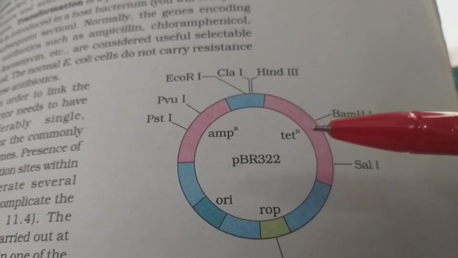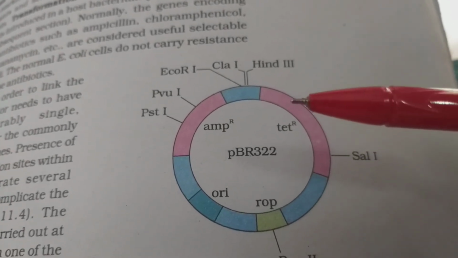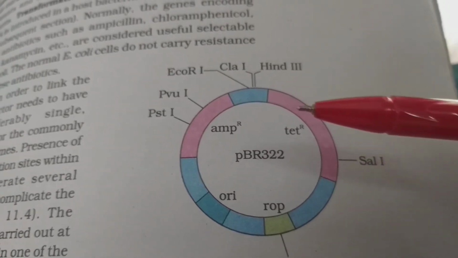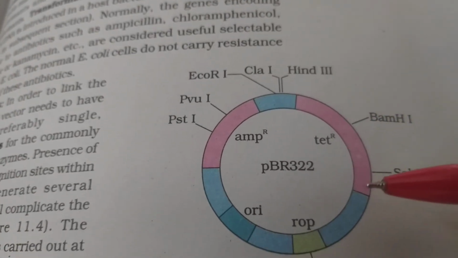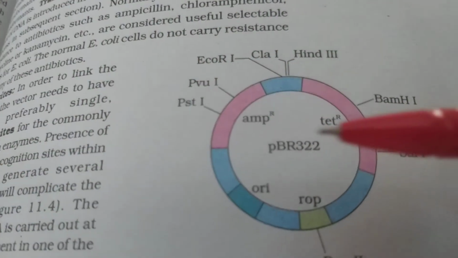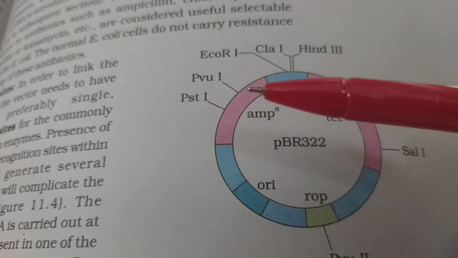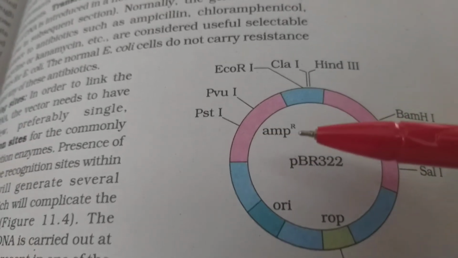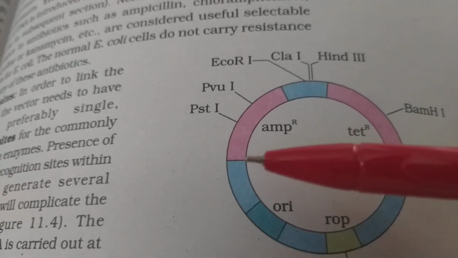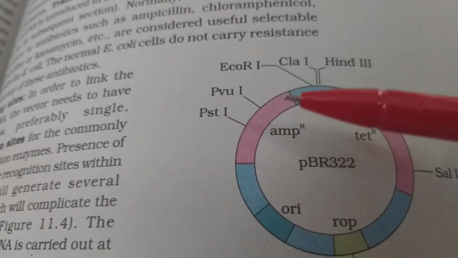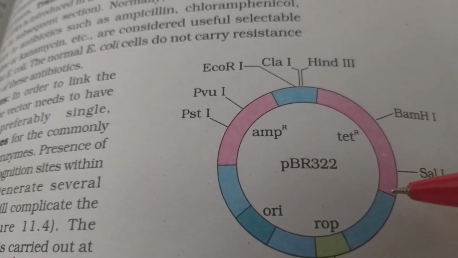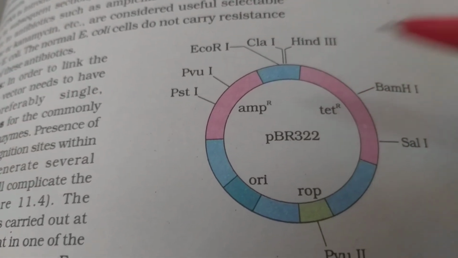This pink colored region is called a selectable marker. This is the tetracycline resistance gene. It is one of the selectable markers. This is another gene, responsible for resistance to ampicillin, the ampicillin resistance gene or selectable marker. And this is the tetracycline resistance gene, selectable marker.